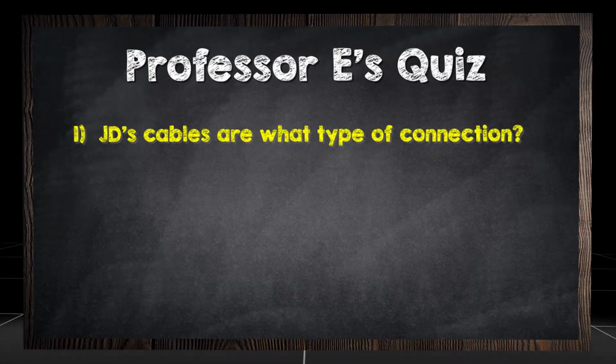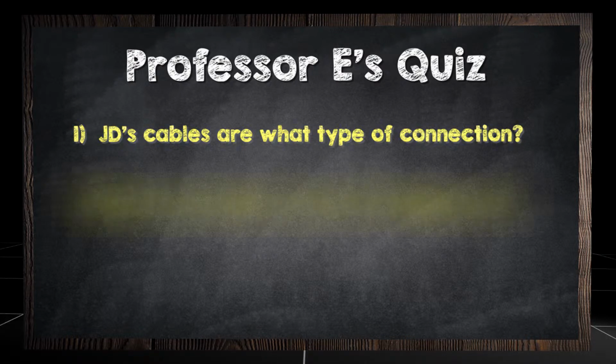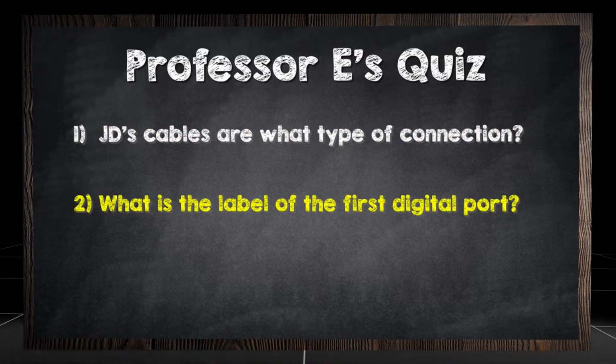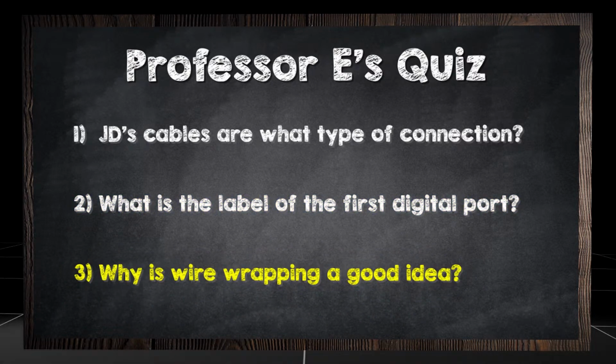JD's cables are what type of connection? What is the label of the first digital port? Why is wire wrapping a good idea?